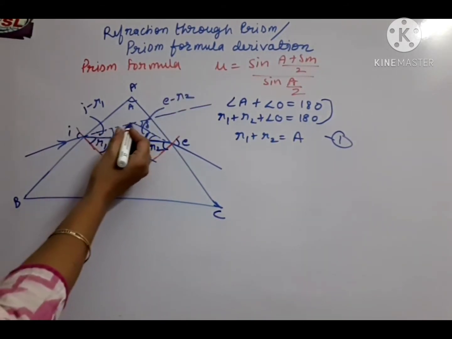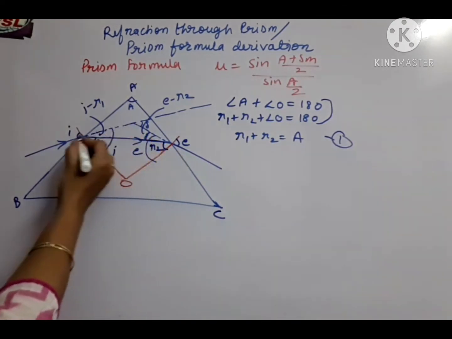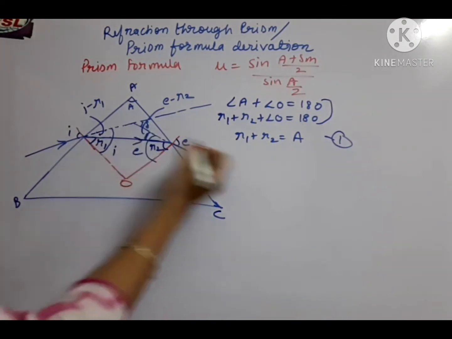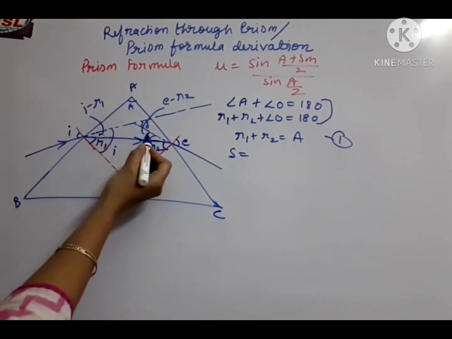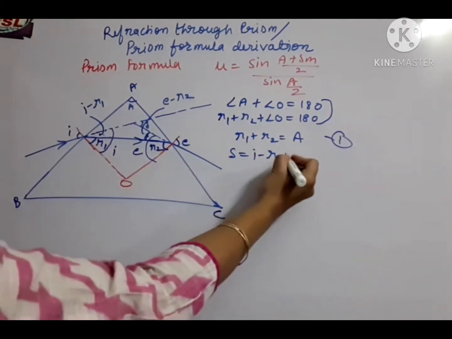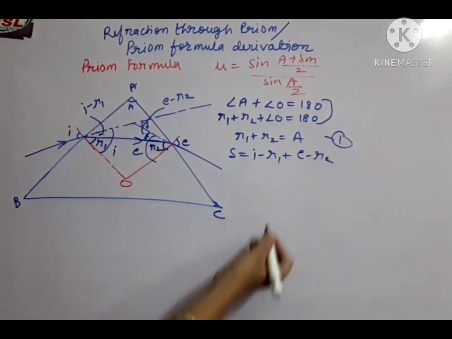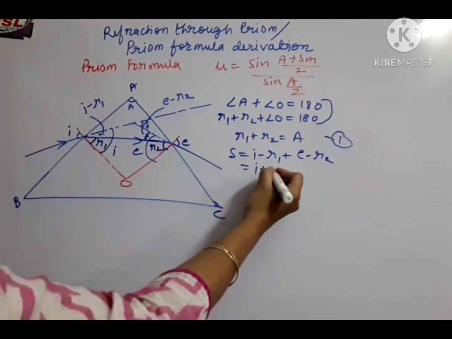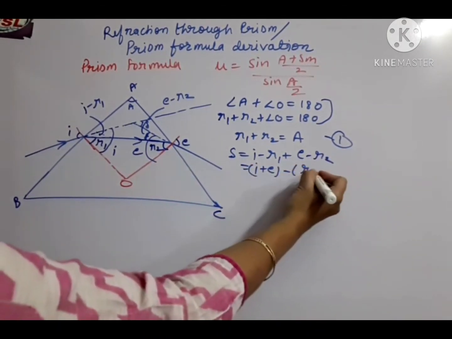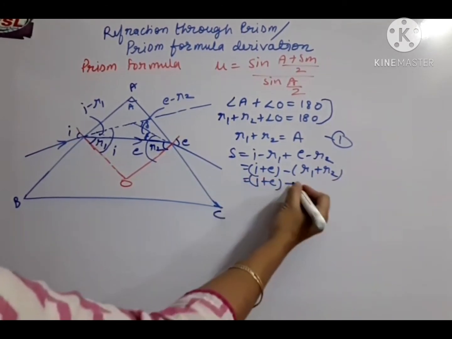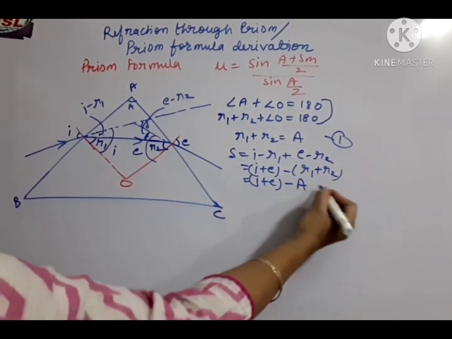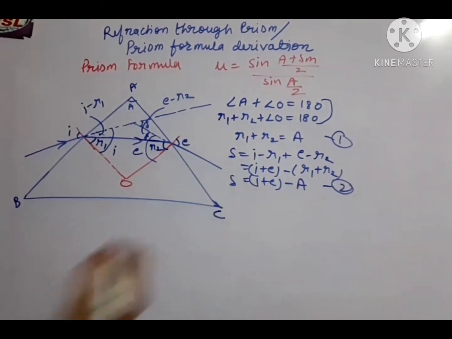Now in this smaller triangle, delta is the exterior angle, and the exterior angle is the sum of the interior angles. So I minus R1 plus E minus R2. These are two angles. Let us separate I plus E and R1 plus R2. I plus E is this, and R1 plus R2 is already A. This is our second equation.